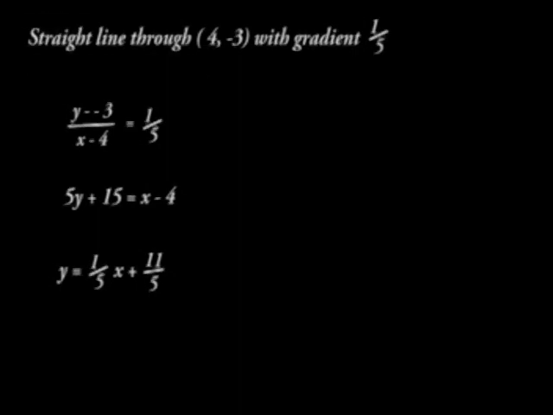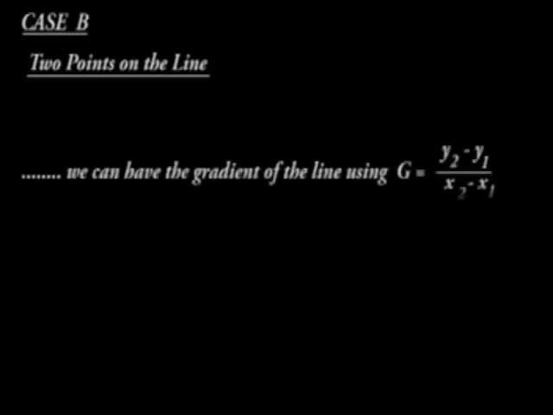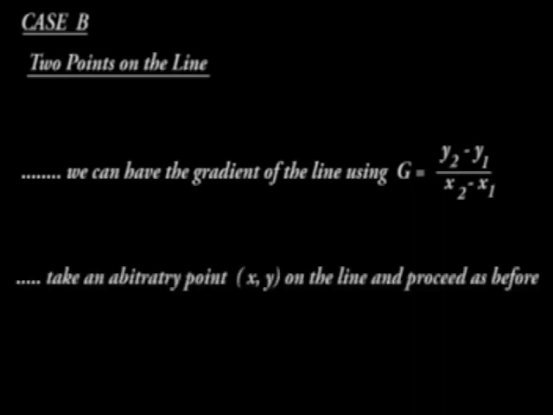In the second case, if we have 2 points on the line, if we already have 2 points, it means we can obtain the gradient. That is, gradient is y2 minus y1 over x2 minus x1. We then take an arbitrary point x, y on the line and proceed as before.